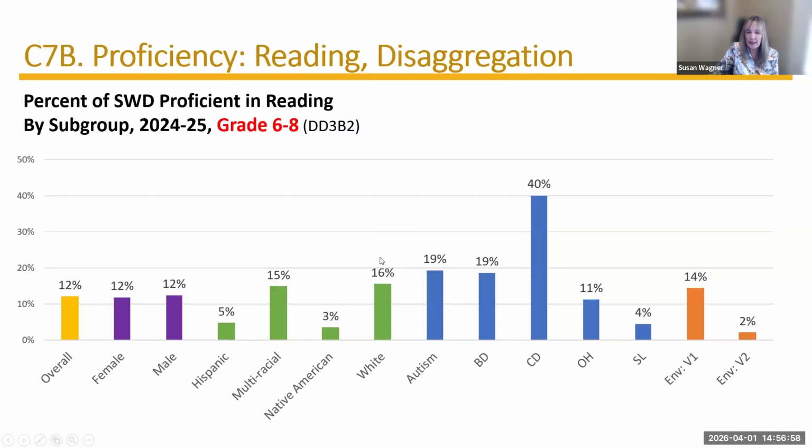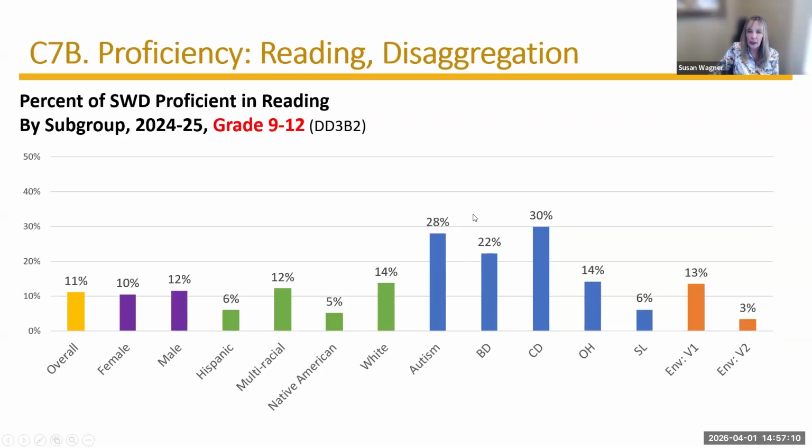Grades 6 to 8, similar pattern other than the gender thing. So we see kids with speech language have the highest, SLD lowest, and V1 higher than V2. Grade 9 to 12. Here we see that students with autism are approaching kids with speech language, as well as the ED kids have a pretty high proficiency rate, but SLD kids continue to have a low proficiency rate, and environment still predicts proficiency as well.